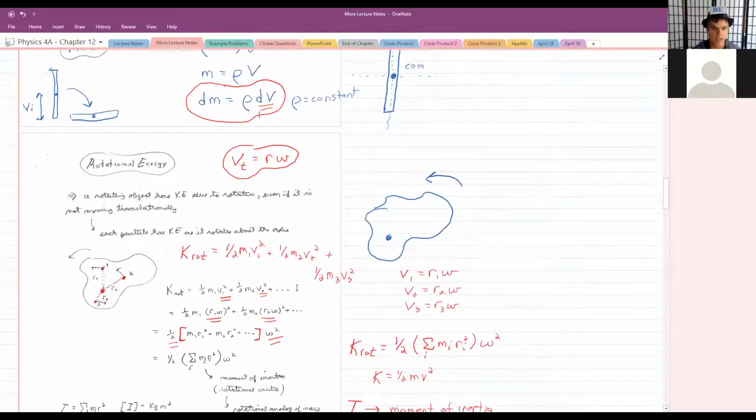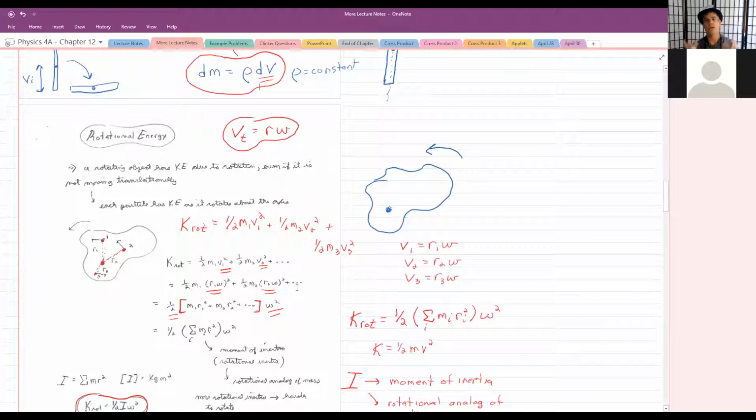The other thing I looked at is that a rotating object has kinetic energy even if it's not moving through space. So we've so far been looking at objects, let's say, sliding across an inclined plane. Kinetic energy was 1/2 mv squared. Well, if I have an object that's not moving but just rotating, that rotating object, even though it's not moving through space, has what's called rotational kinetic energy.